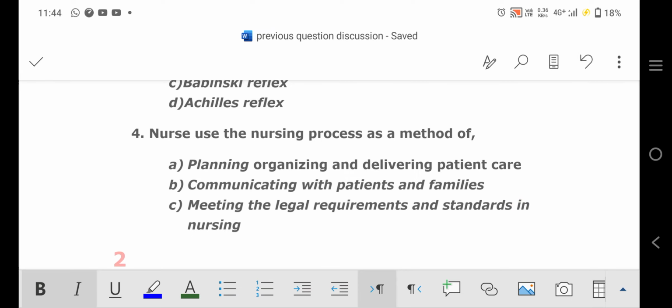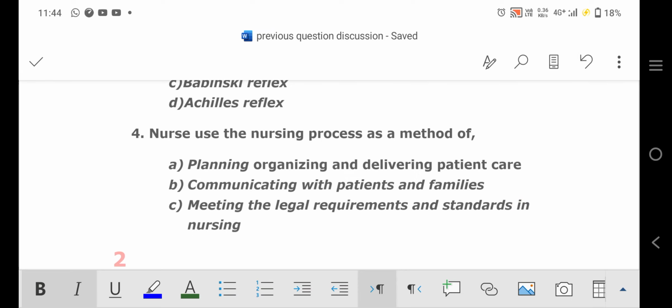Fifth question, which of the following would not promote trust in the nurse-patient relationship? Option A, examining a wound without providing privacy. Option B, fulfilling promises. Option C, returning at the stated time. And option D, maintaining confidentiality. Answer is option A, examining a wound without providing privacy.